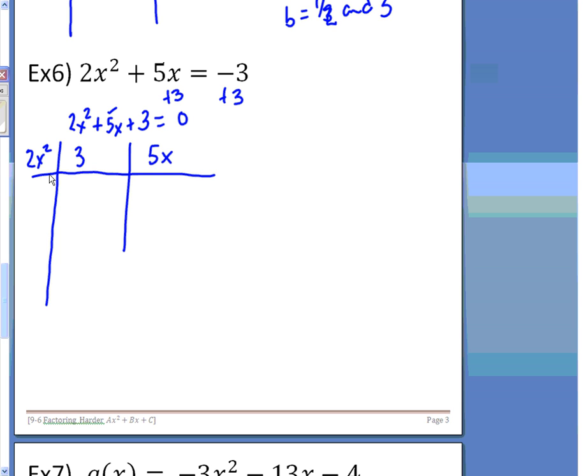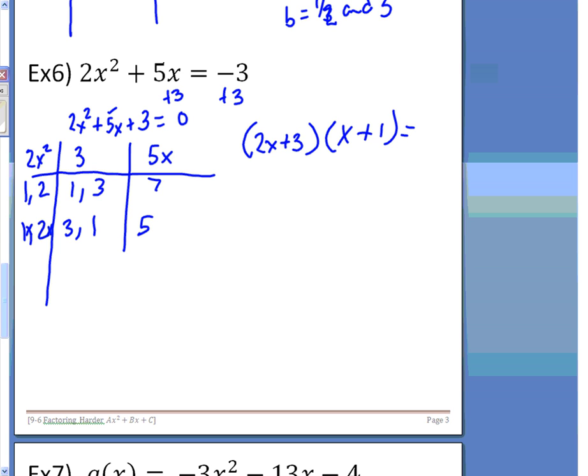+5x. All right, well, this is 1 and 2, and this is 1 and 3, or possibly 3 and 1. I think it's going to be the second one, but let's check both. 1 times 1 is 1, 2 times 3 is 6, 6 plus 1 is 7, too big, right? All right, then try the second one. 1 times 3 is 3, 2 times 1 is 2, 2 plus 3 is 5. I found it. So my two factors are, put my x's back in, middles and ends go together. I end up with 2x plus 3 times x plus 1 equals 0.